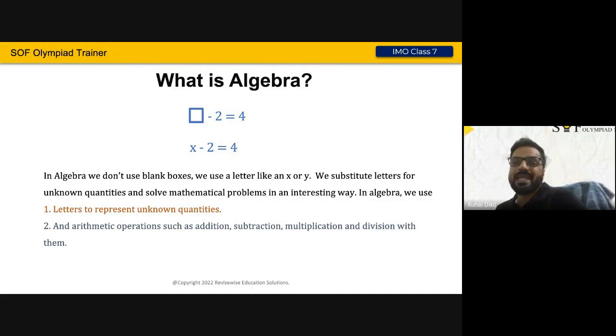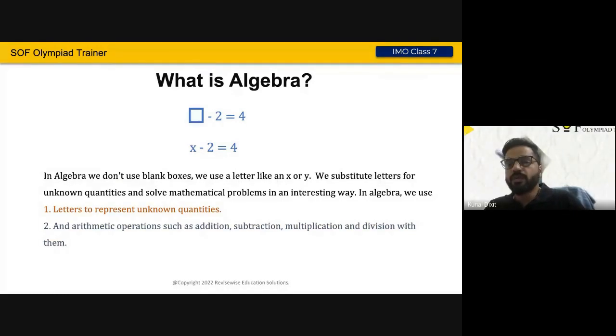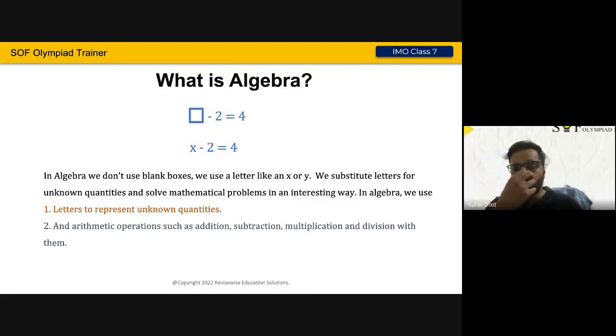So, the letters represent the unknown quantities. What do we call them? Yes, variables. And 2 and 4 are constants, because they are numbers. So we call the numbers constants, and the part which has a variable would be the variable part.